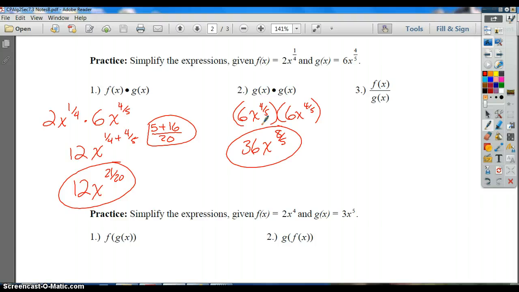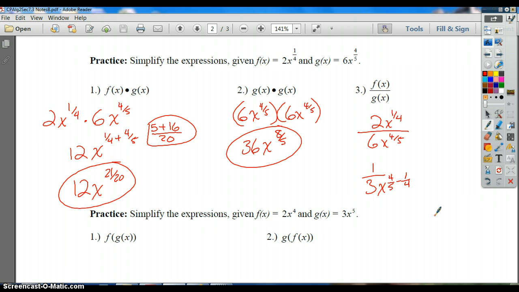Going with number 3 here, f of x over g of x, so we have 2x to the 1/4 over 6x to the 4/5. We can reduce 2 over 6 like we normally would. That's going to be 1/3, but as far as the exponents go, this is going to be a little more challenging. Now remember what we do here. We subtract these exponents. The larger one wins out. 4/5 is larger than 1/4 because this is 0.8. This is 0.25. So we're going to end up with a subtraction problem at the bottom. So we got 4/5 minus 1/4.